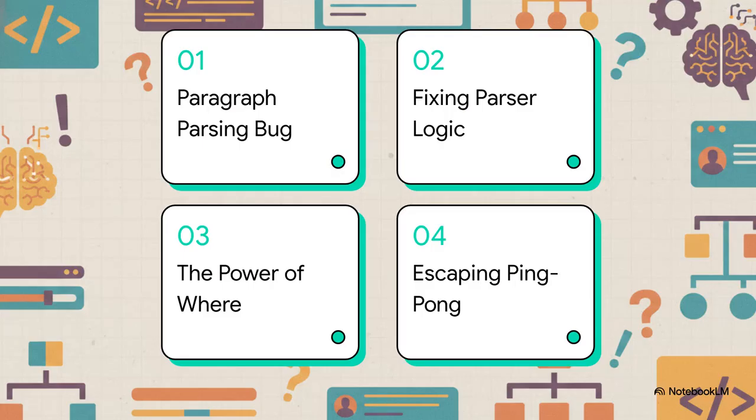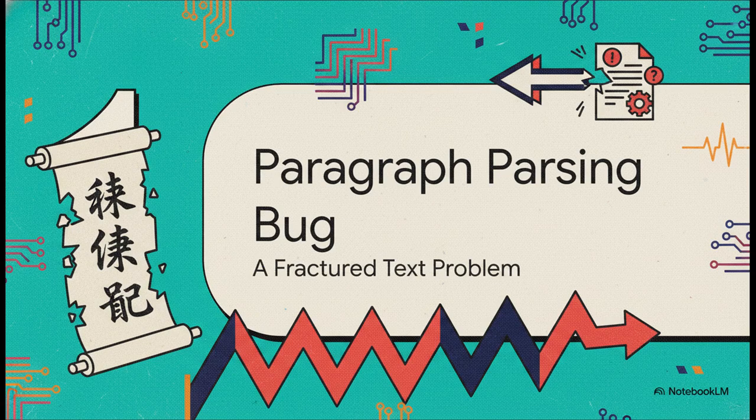Here's our roadmap for today. We're looking at the paragraph parsing bug, fixing the parser logic, the power of where, and finally, escaping directional ping-pong. Okay, let's dive right into this. Section 1, the paragraph parsing bug.